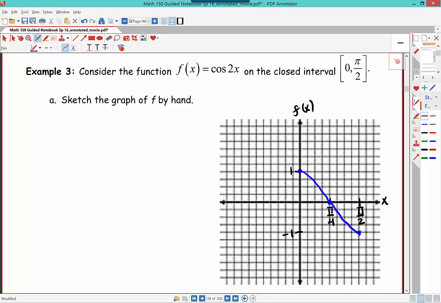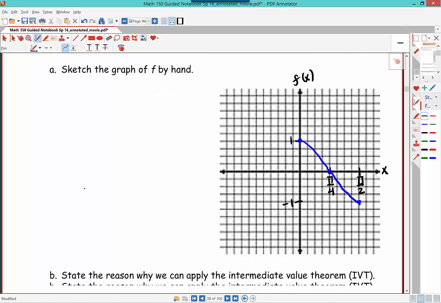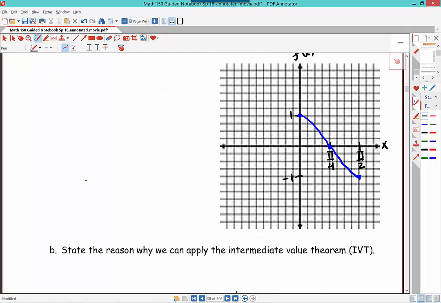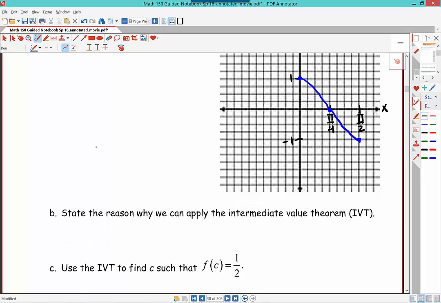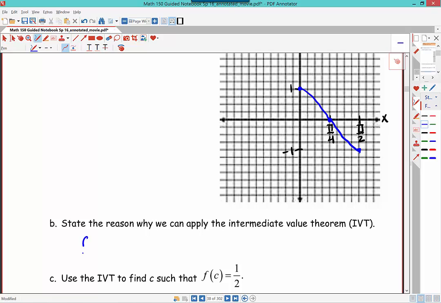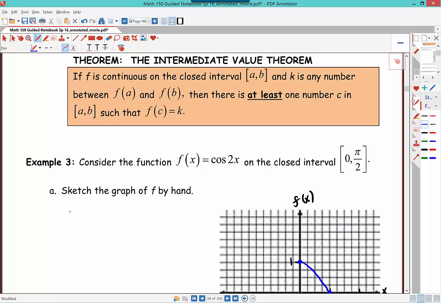Good so far? Awesome. All right, so now state the reason why we can apply the intermediate value theorem. What was the condition? Good. f is continuous on the closed interval from 0 to pi over 2. That was the condition for using the intermediate value theorem.